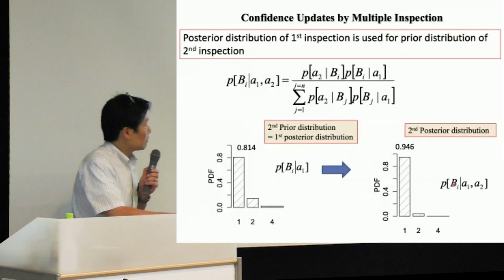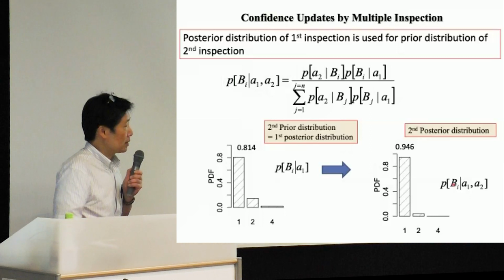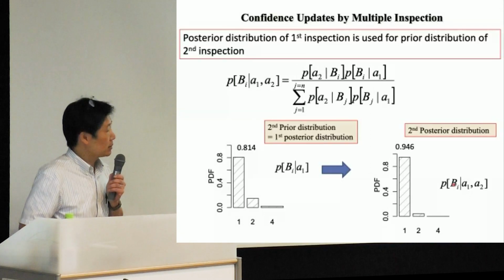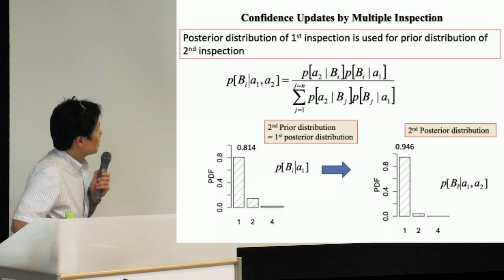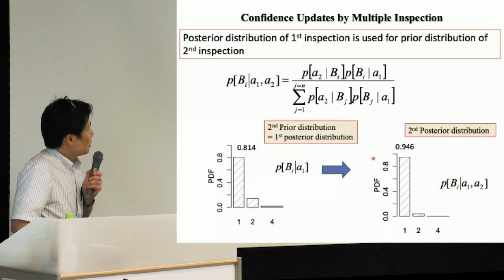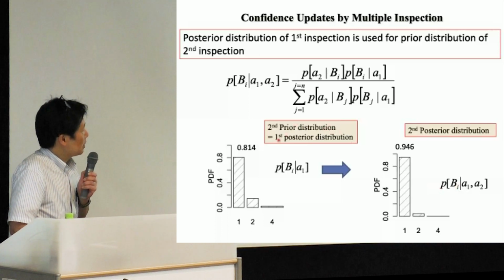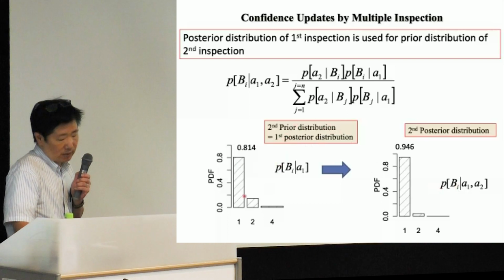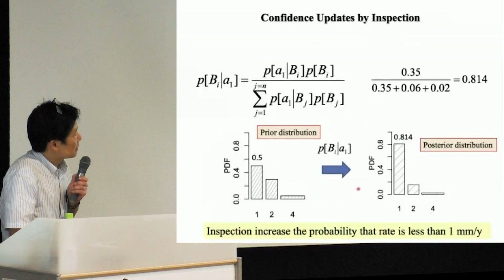And also, we can repeat inspection more than twice. In this case, the prior distribution is set to the results of the first inspection. Okay, so this is the same as this one.